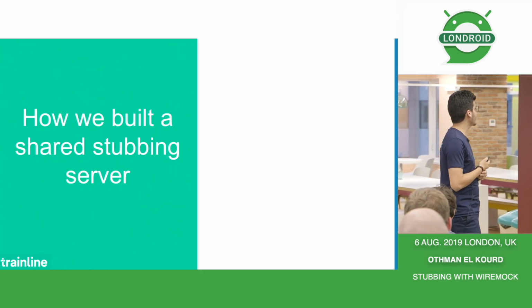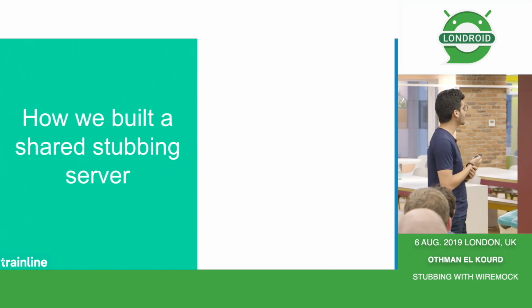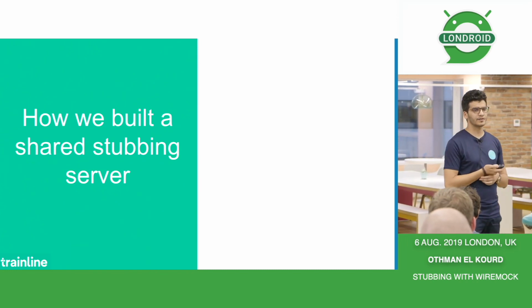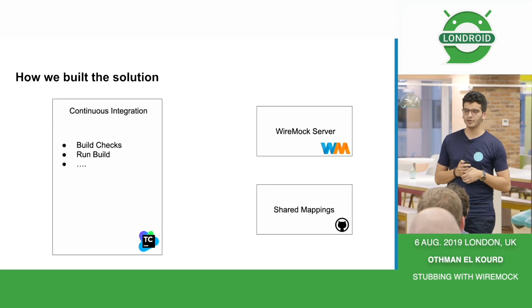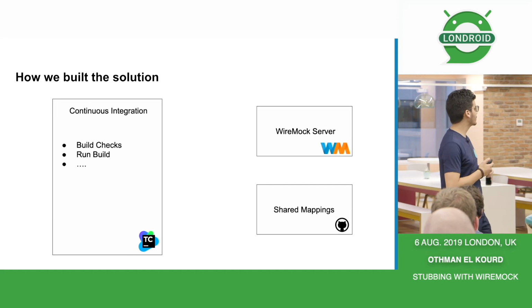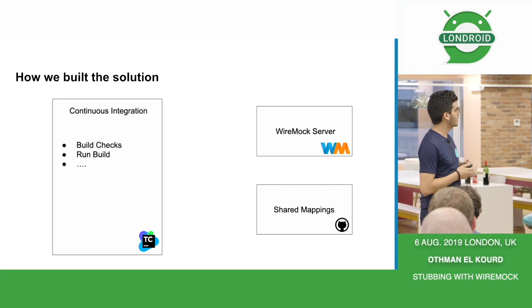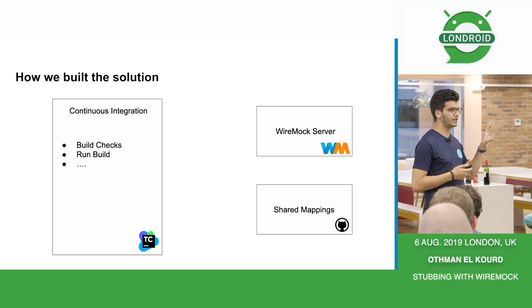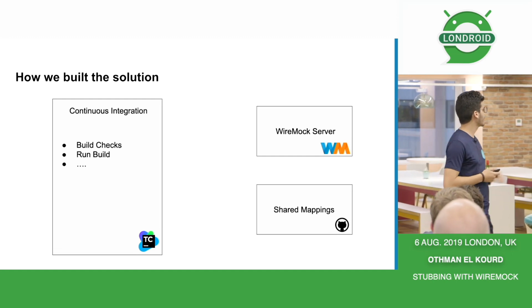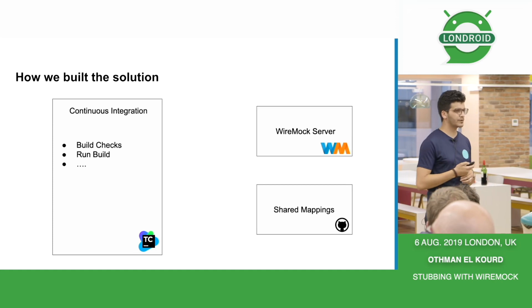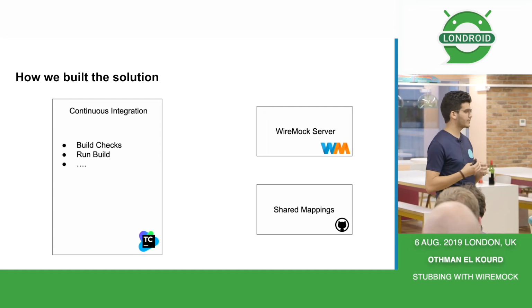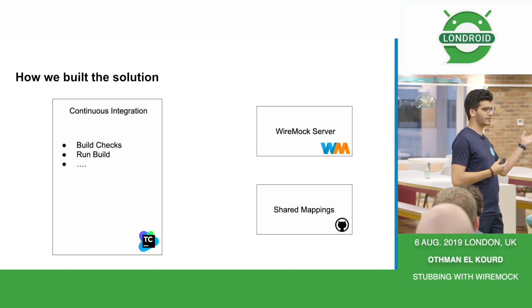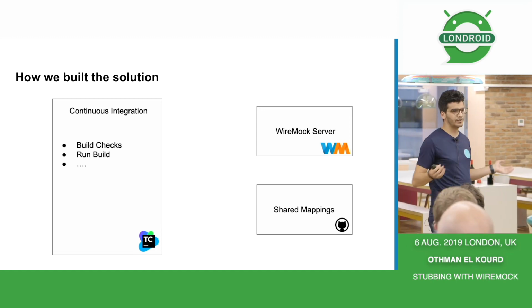Okay, so now I will share with you how we used WireMock to build our shared stubbing server. This is an overview of our solution. As you can see, we have 3 parts. The first one is our continuous integration. The second part is a remote server running WireMock as a standalone service. And the third part is a GitHub repository that will host all the JSON and mapping files created by all developers. Developers will push their files into this repository, and it will be shared between the whole team.